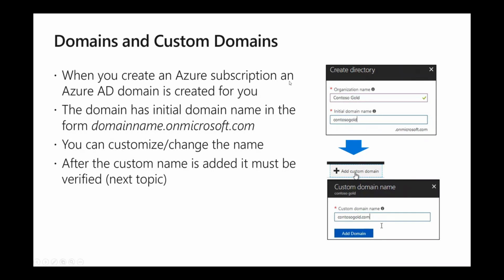When you create an Azure subscription, an Azure AD domain is created for you. The domain has an initial domain name in the form of domain name.onmicrosoft.com. So our account was barimct@outlook.com, and what it created was barimctoutlook.onmicrosoft.com. You can create a new directory where you can use your custom domain, or you can use an existing domain also in your existing Active Directory.